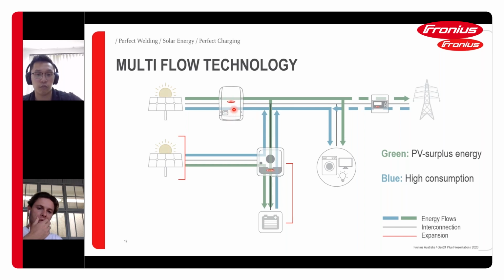So let's say you have a surplus of energy, you charge the battery from here to here, and also from the third-party inverter or SNAP inverter to the battery, at the same time. Let's say now you have quite a high consumption, you can discharge the battery and also take power from the PV at the same time and send all the power to your load if required. So that's what we call this multi-flow technology.